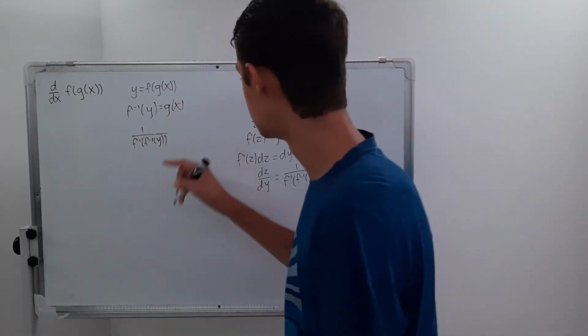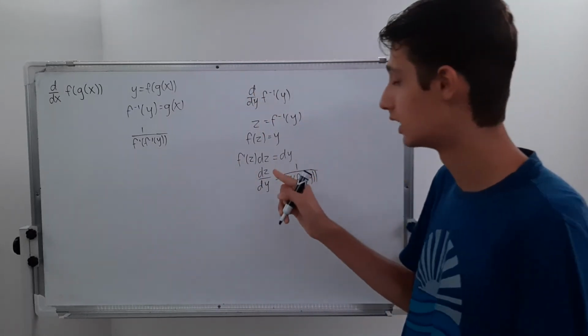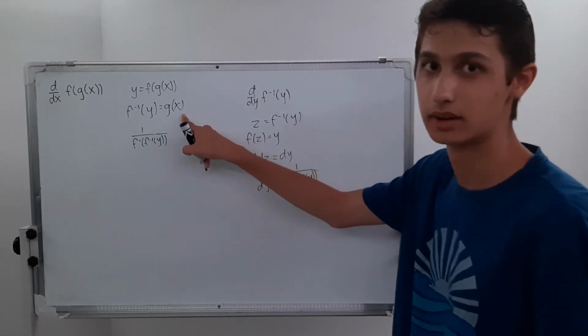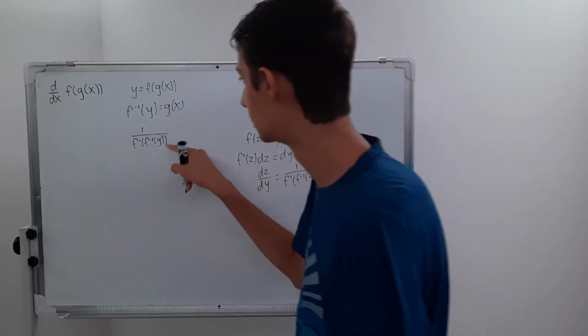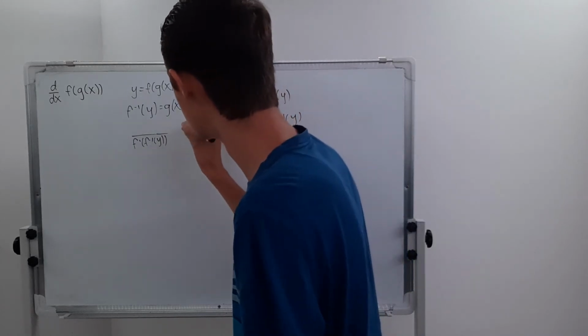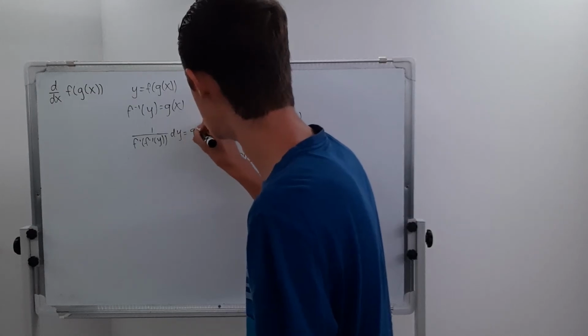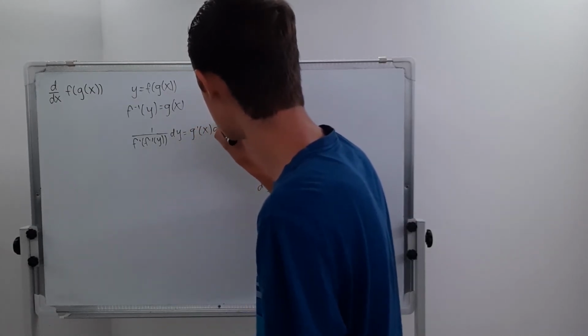And that's going to be, but remember, we need the dy. We're kind of making this dz because we're going to get the dx here, so we're going to need the dy. So I'll put it at the end here, so we get dy, and that's going to be equal to g prime of x dx.